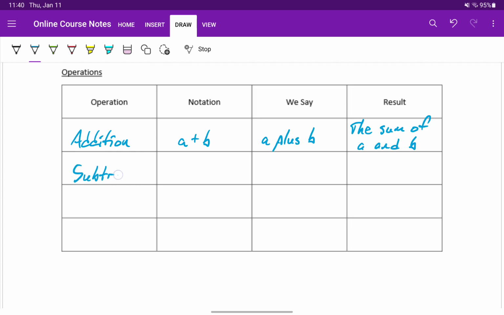When we talk about subtraction, that would always be something like a minus b, which we would write out in words as a minus b, and evaluating that arithmetic operation would have us finding the difference of a and b.